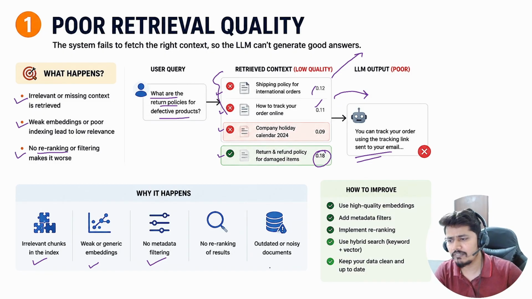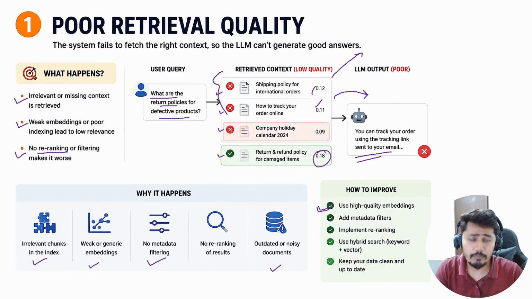Then outdated data, if it is available in the documents, which is again the poor retrieval quality. How can you improve this? For improvisation, you will have to use high quality embeddings. If you are using open source embeddings, then most of the times I have seen in production, open source embedding starts to fail because they are not that capable of handling large data sets, and again the chunking matters a lot. So whenever you are choosing the embedding model, make sure that you are choosing it wisely.